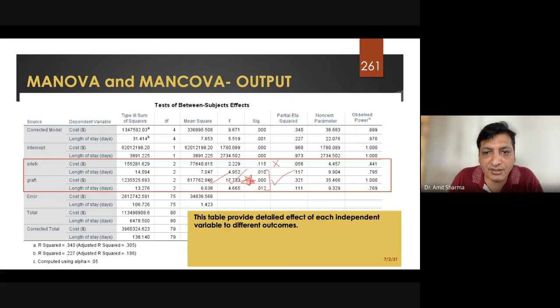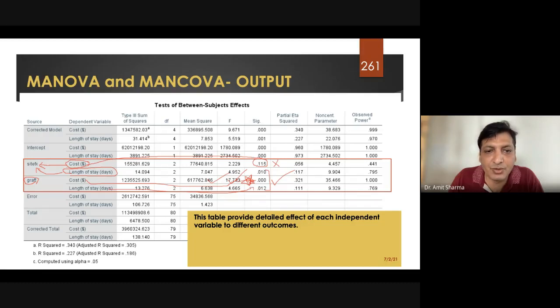Clear? Now you can see cost is not going to be affected when we are talking about site of fracture, because the p-value was found more than 0.05. But length of stay is going to be affected when we are talking about only site of fracture. And when we are talking about graft, that is, what type of graft we have used, cost is going to be affected, as well as the length of stay.